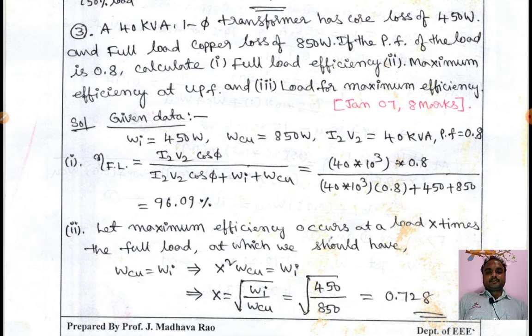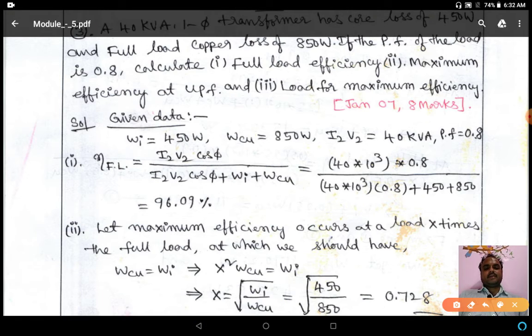So here, first you write the values given in the problem, that is the given data. Wi is equal to 450 watts and Wcu is equal to 850 watts, and rating of the transformer I2 V2 is equal to 40 kVA. Present power factor is 0.8. Full load efficiency means x value is equal to 1. So the full load efficiency formula is I2 V2 cos phi divided by I2 V2 cos phi plus Wi plus Wcu. Substitute the values and find out the full load efficiency.